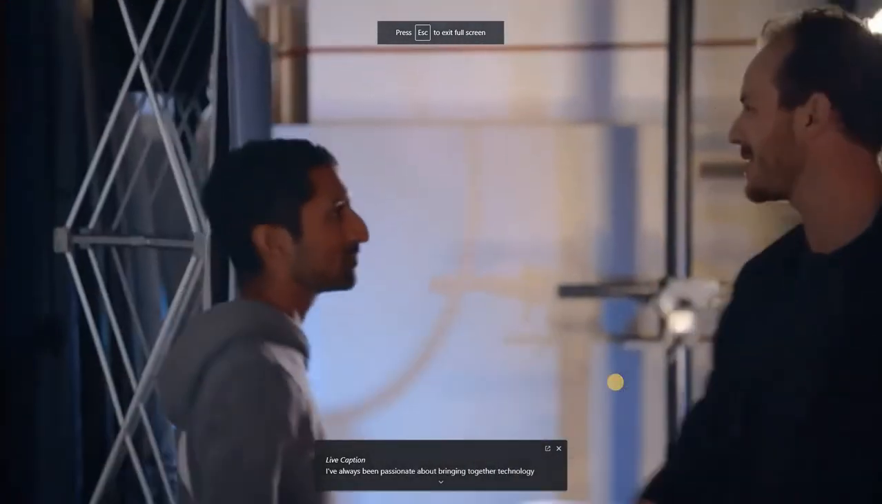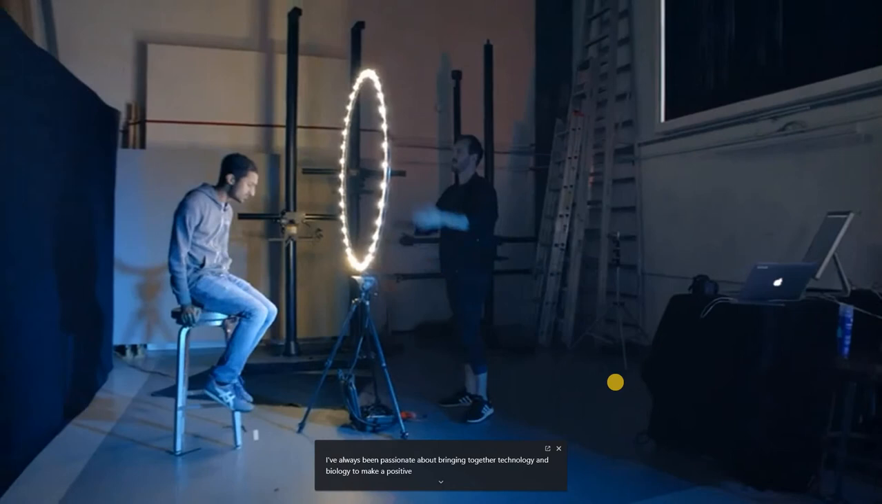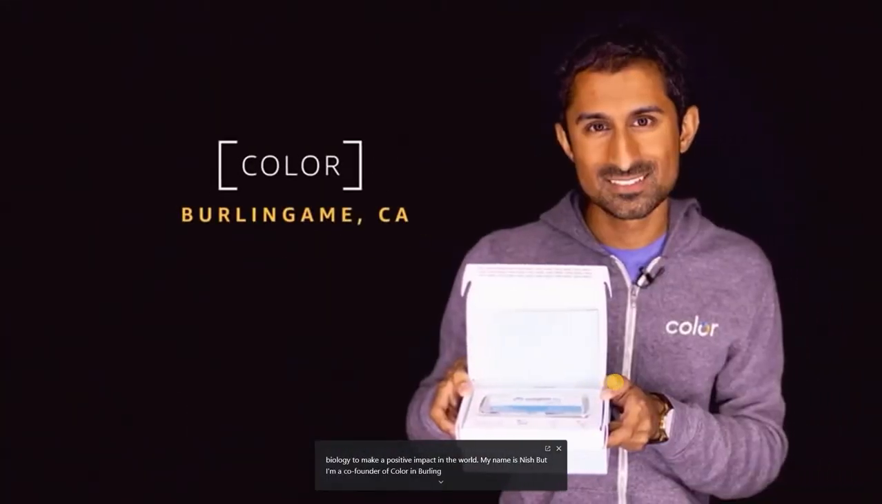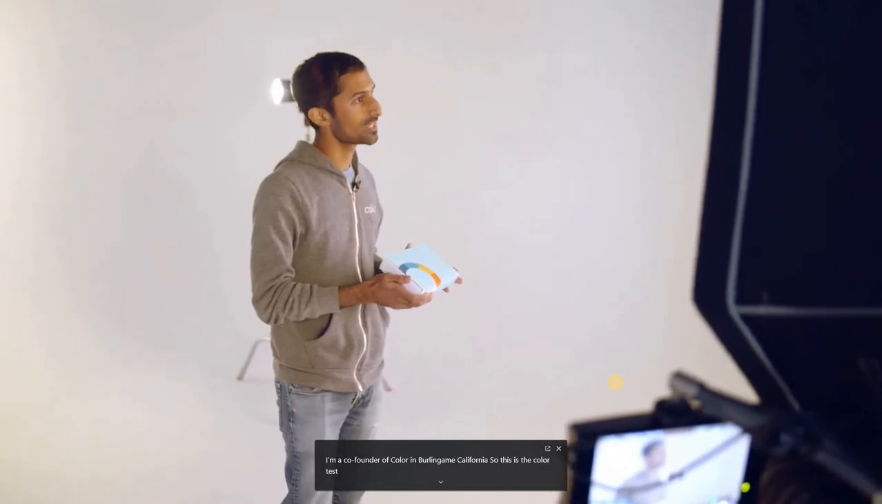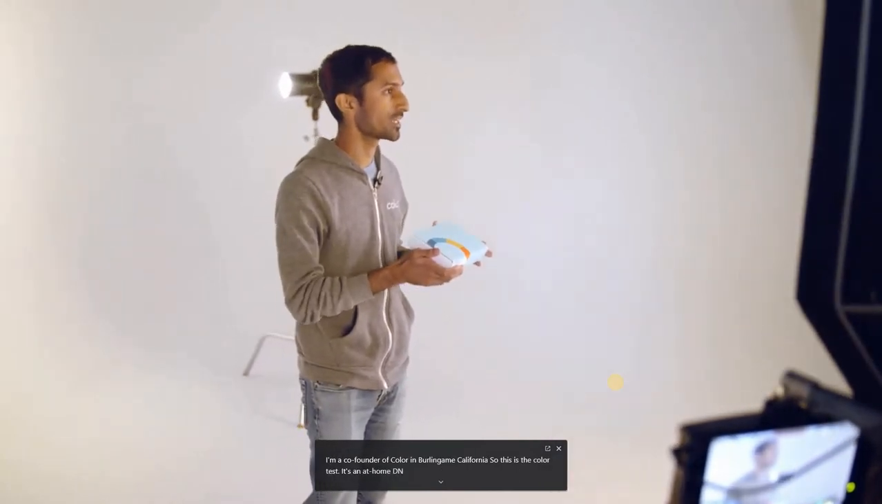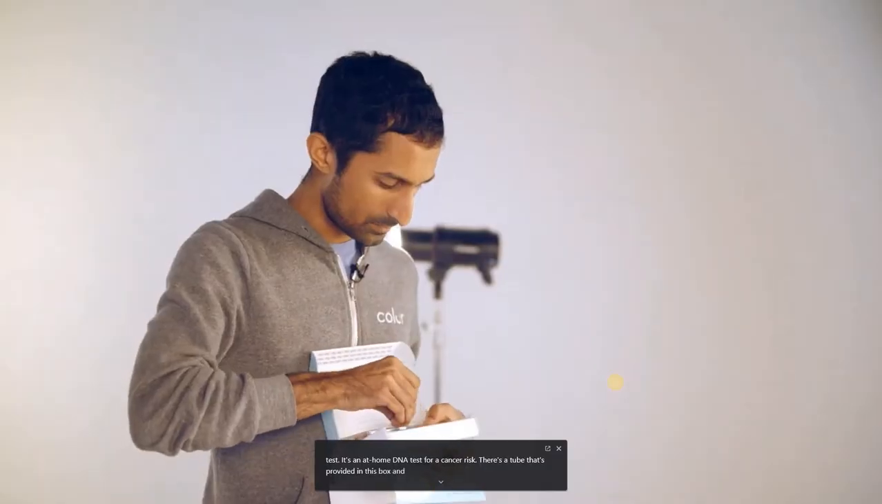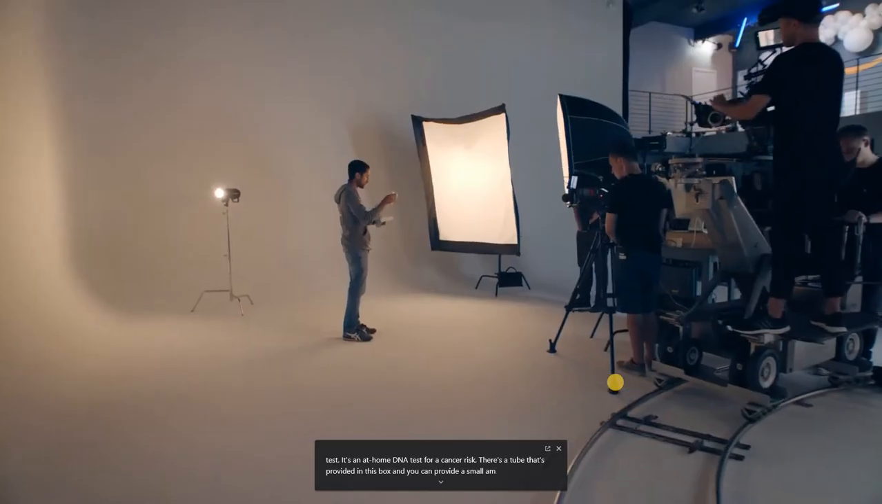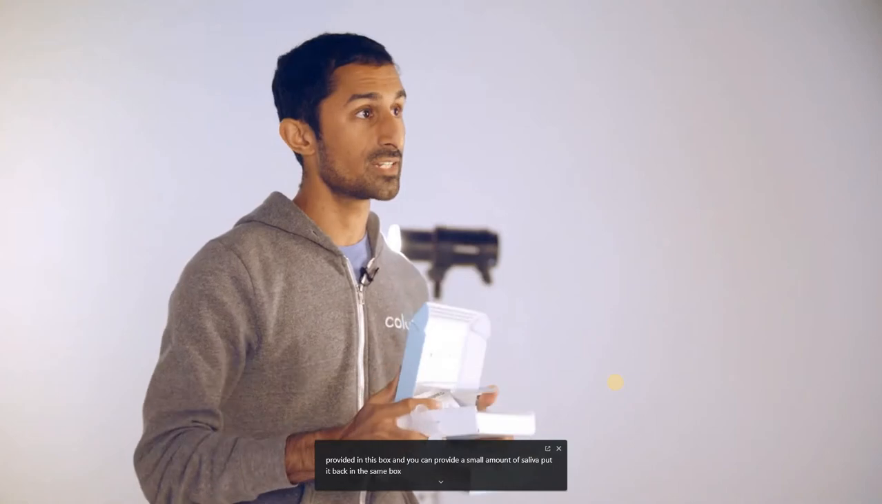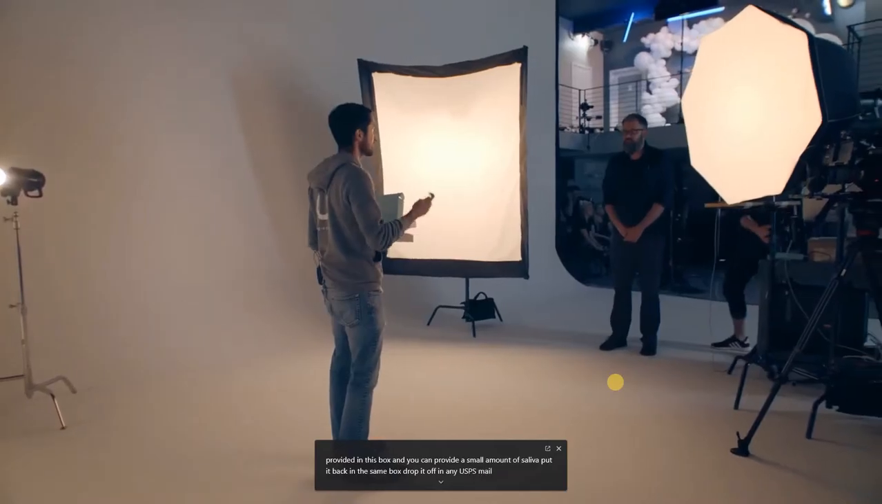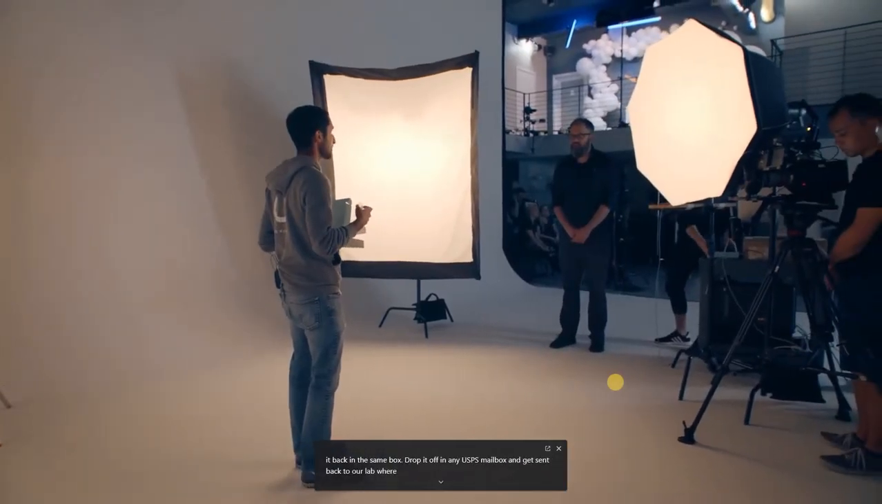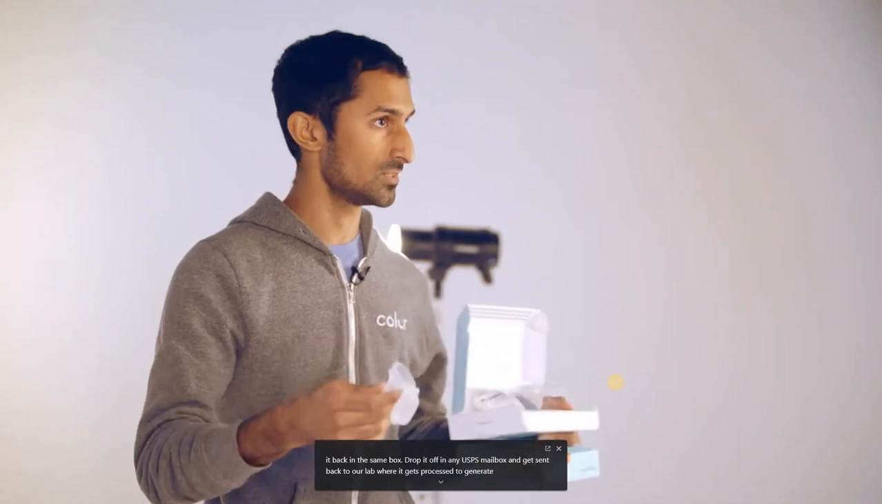I've always been passionate about bringing together technology and biology to make a positive impact in the world. My name's Nish Bhatt. I'm a co-founder of Color in Burlingame, California. So this is the Color test. It's an at-home DNA test for cancer risk. There's a tube that's provided in this box, and you can provide a small amount of saliva, put it back in the same box, drop it off in any USPS mailbox, and it gets sent back to our lab where it gets processed to generate a result that's unique to you.